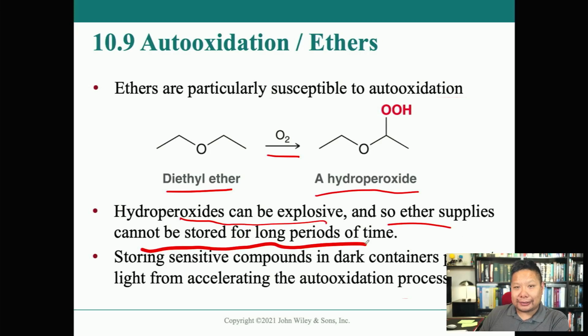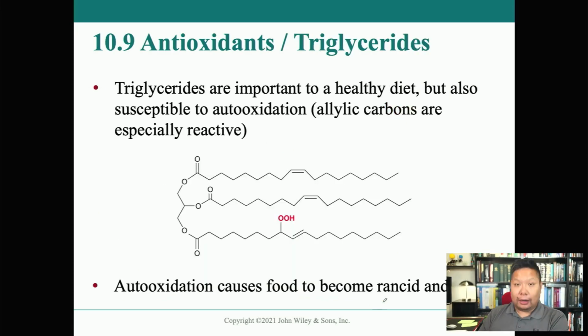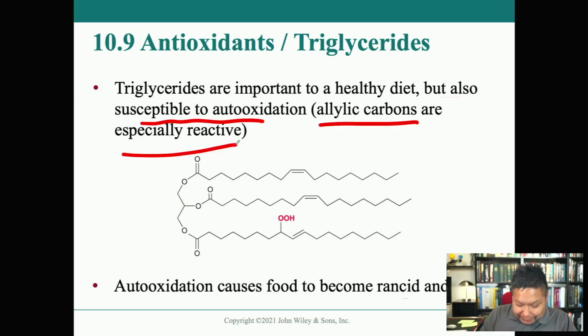So storing compounds in dark containers prevents light from accelerating the auto-oxidation process. Okay. Oh my God! Look at that. I was just talking about this, right? So triglycerides are important to a healthy diet, of course, right? We all love our fatty foods. But they're also susceptible to auto-oxidation. Allylic carbons are especially reactive, okay? So here we have an allylic carbon on a trans fat.